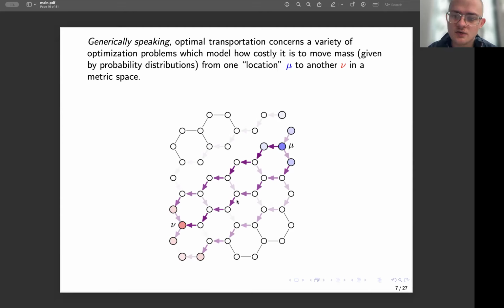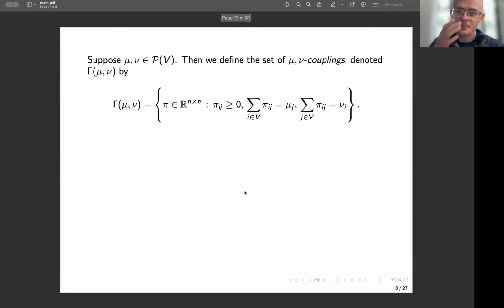The idea is, of all the ways that I can assign a flow to the edges, which would allow me to move the mass at mu to the mass at nu, optimal transport gives me a formal framework through which I can understand the optimal way to do so. I'll be a bit more precise in the next slide.